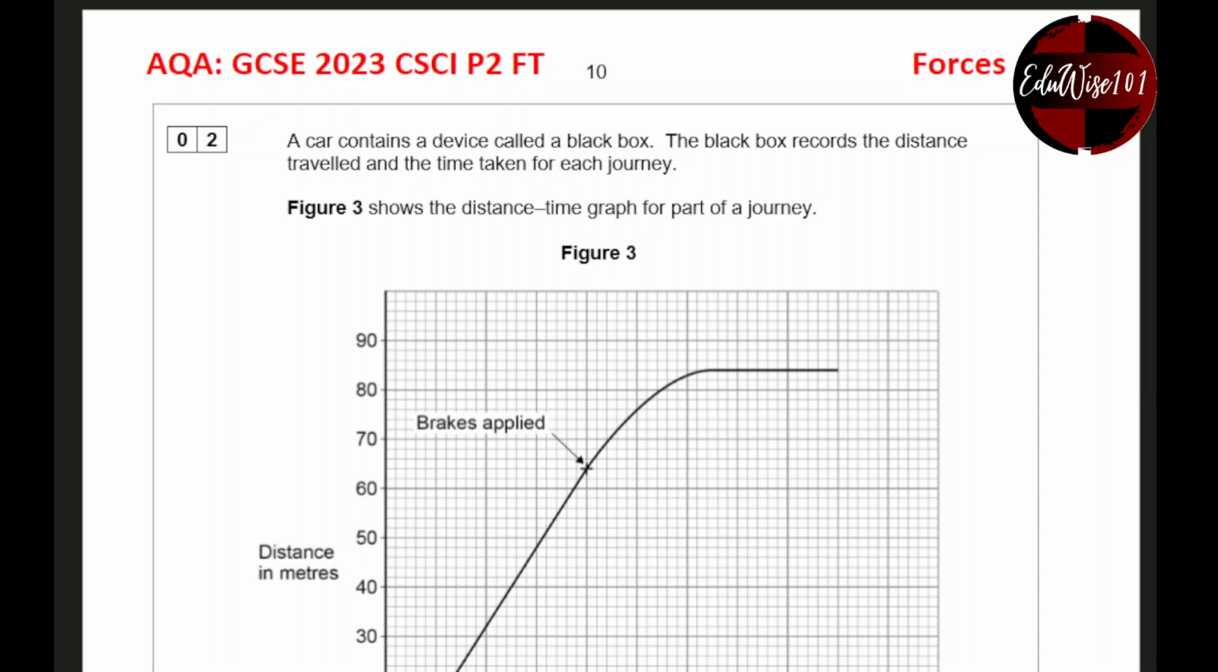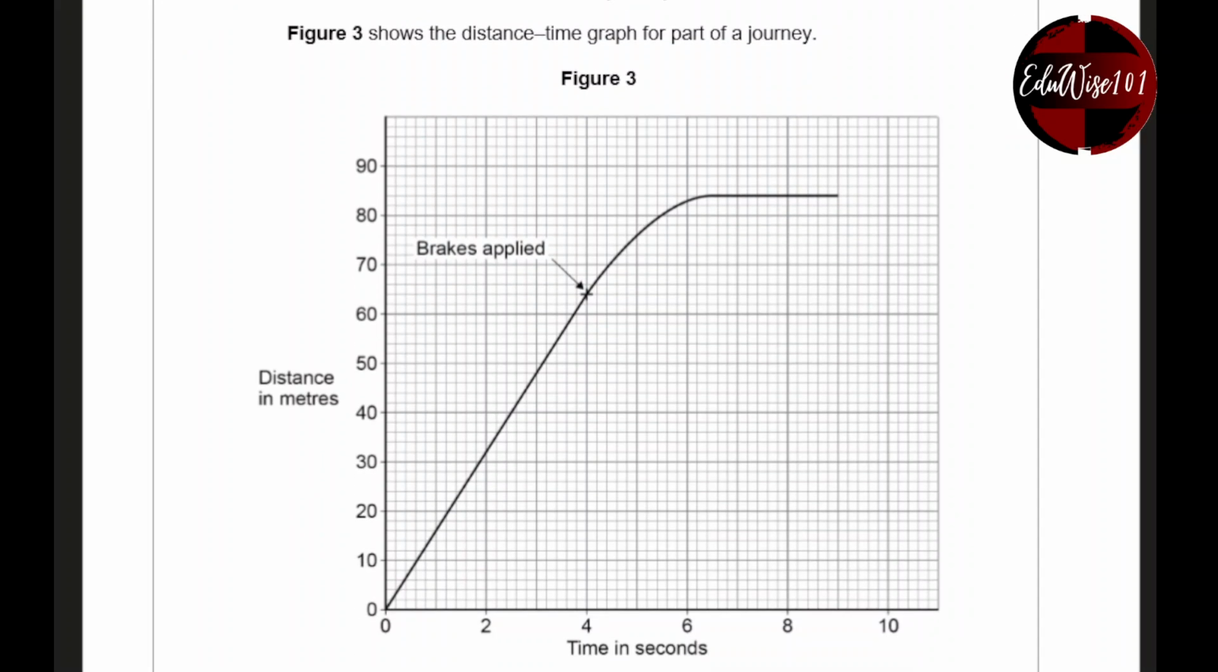In this video, I'm going to go through the 2023 Combined Science Physics Paper 2 Foundation Tier. Question number 2 is on the topic of forces, mainly to do with stopping distance. A car contains a device called a black box. The black box records the distance traveled and the time taken for each journey. Figure 3 shows the distance time graph for each part of a journey.